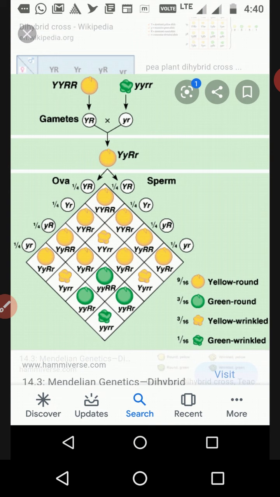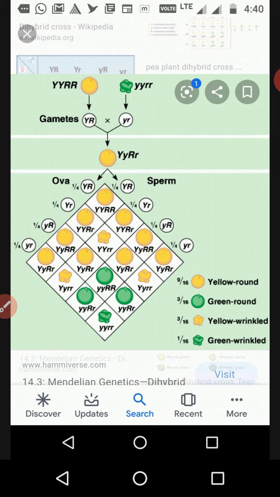Clear? You all have to see whatever boxes are present there, and you have to combine the related factors that are present outside the box. Clear? So that will be the combination. Now here you can see the combination.